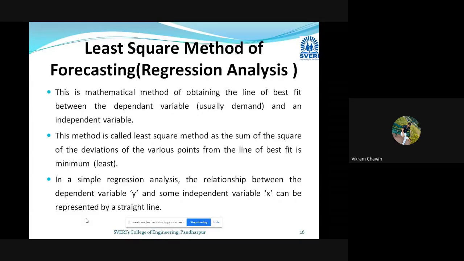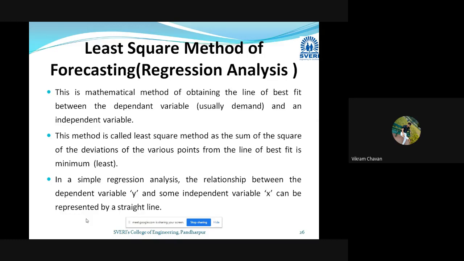Okay, shall we start? So, in the last lecture, we started the new methodology, the new techniques for forecasting. One can say this is the mathematical technique for forecasting: the least square method, also called regression analysis. We started it in the last lecture.